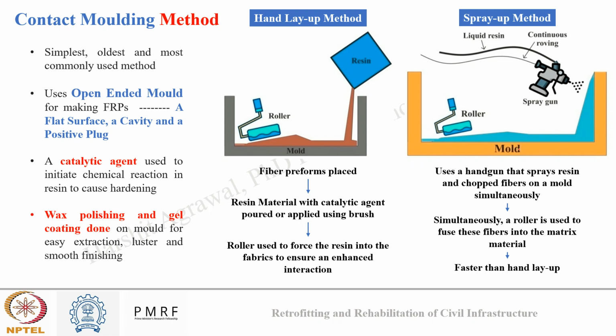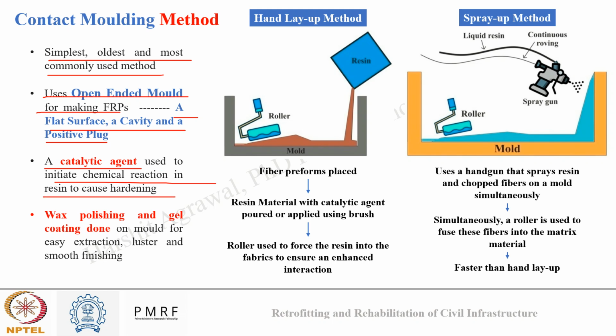Okay, so first technique is contact molding method. It is the simplest, oldest and most commonly used method. Okay, so it uses open-ended mold for making FRPs. So by open-ended mold, we mean a flat surface, a cavity and a positive plug. Okay, in this, generally a catalytic agent is used to initiate the chemical reaction in resin to cause hardening, and before pouring fibers and resin inside the mold, wax polishing and gel coating is done on the mold so that the prepared composite can be extracted easily, it has proper luster and it has smooth finishing. Okay, so these are some basic points to remember about contact molding.